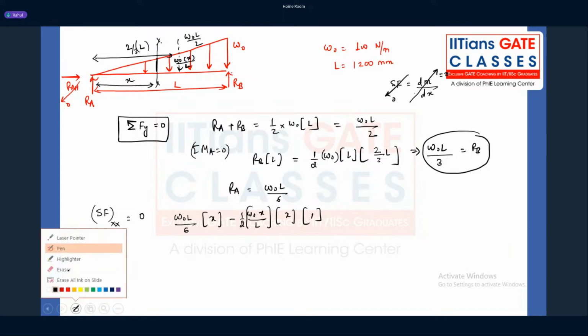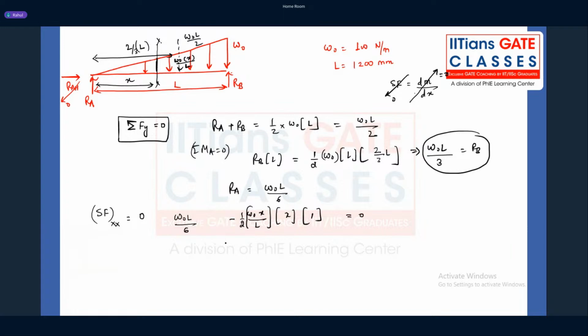Now here, no need to multiply with the X, because we are writing shear force, not bending moment. That we need to equate to 0. So if you try to equate to 0, what you are going to get? W naught into X square over 2L. So finally you are going to get what, guys? X equals L over root 3.